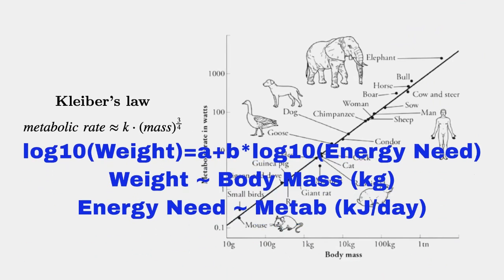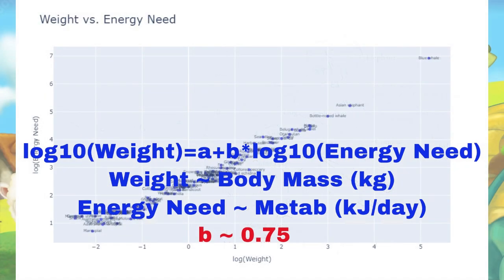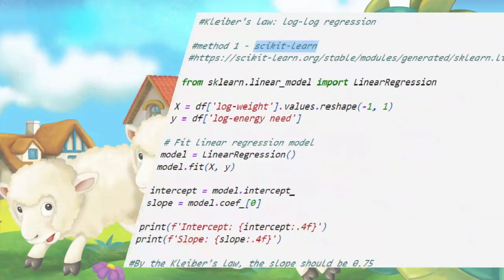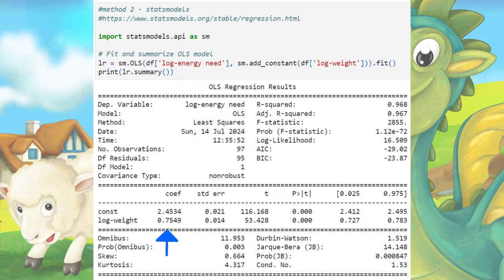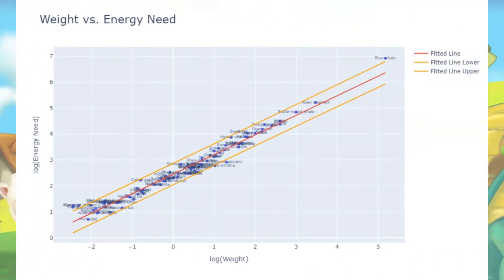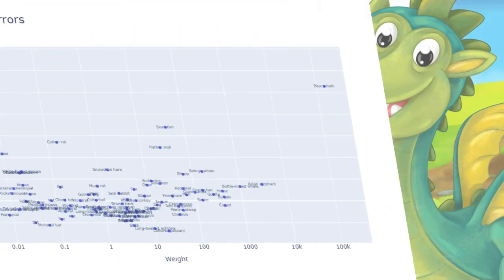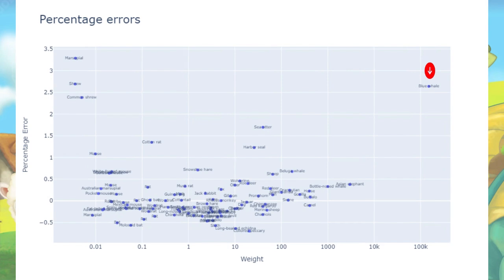Next, we will convert Kleiber's law into a log-log regression model. There are two Python packages we can use to run regression analysis. The first is the scikit-learn package, and the second is the stats models package. The second option offers more statistical outputs, such as confidence intervals. We can visualize the regression output and compare the fitted value line in the 95% confidence interval with the actual data points. Notice that the regression model underestimates the daily feed for blue whales.